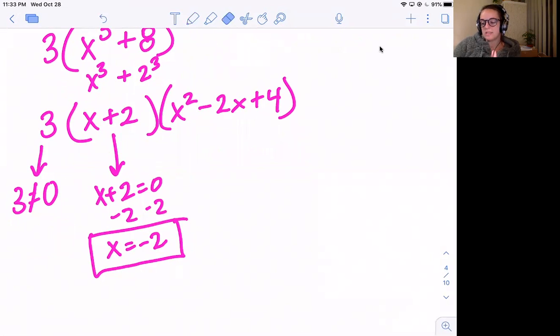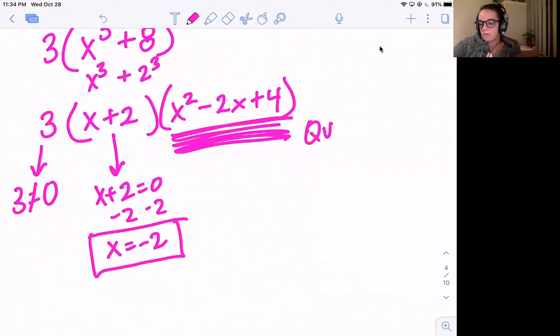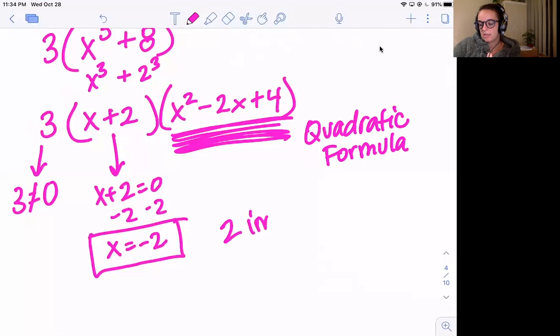And since this is the sum of cubes, or the difference of cubes, when you factor it, the formula is telling you that this cannot be factored. So we would have to go a different route. We could use quadratic formula if we really wanted to know what the answers are. For the sake of our day today, I just want you to go ahead and say that there are 2 imaginary solutions.